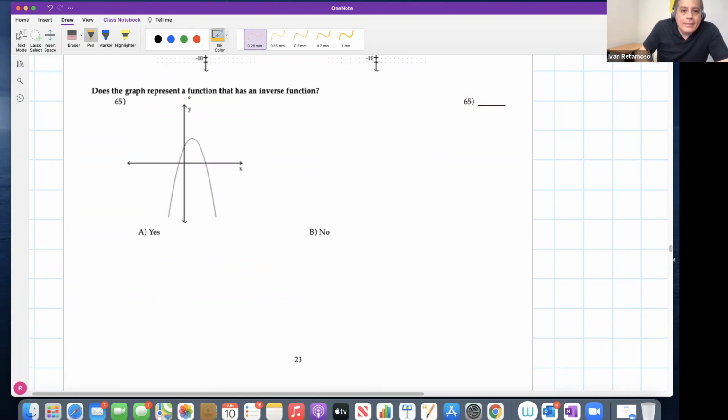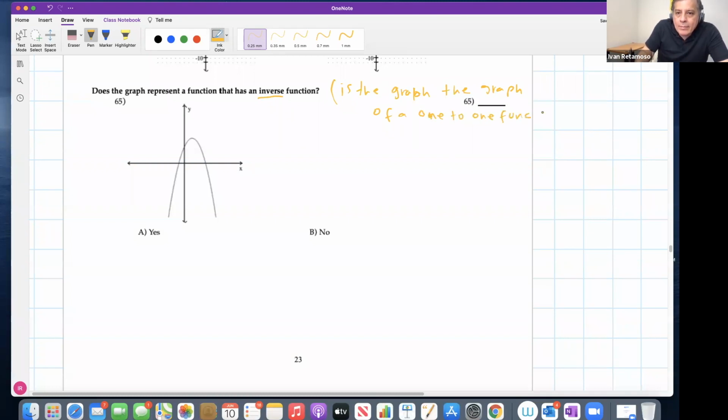It says a special function, right? A one-to-one function, because they are talking about inverse functions. Does the graph represent a function that has an inverse? Equivalently, is the graph one-to-one? The graph of a one-to-one function. One-to-one.